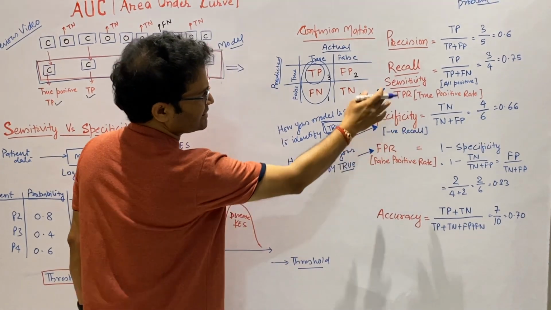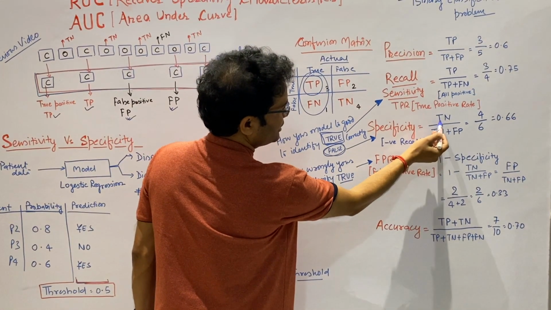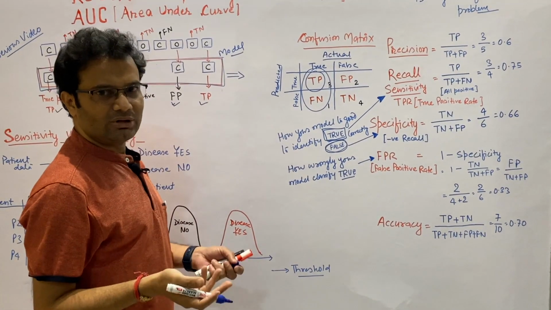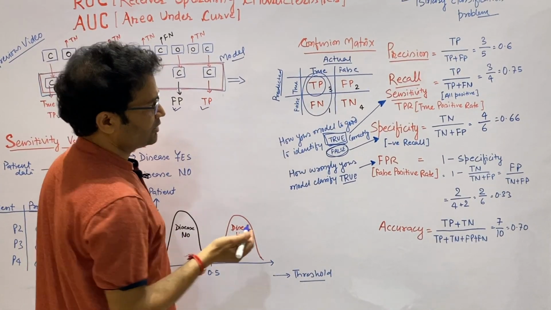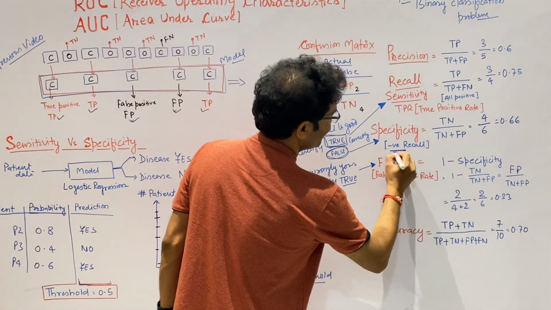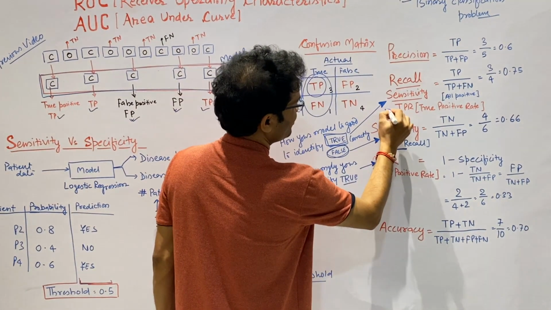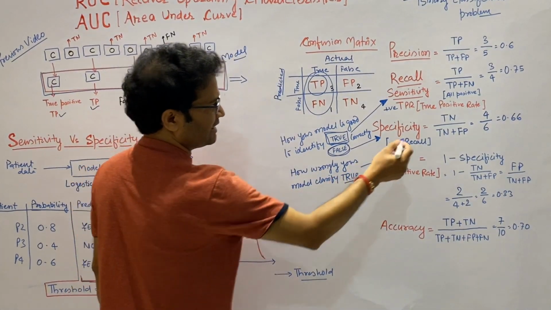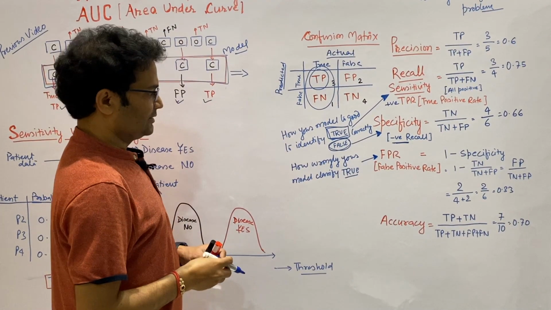If you see, this is just the opposite of that. So true negative by true negative and false positive. And for remembering purposes, you can also say this is the negative recall, right? This was the positive recall, because we were taking the positive, and this is the negative recall. In our case, this is 66%.